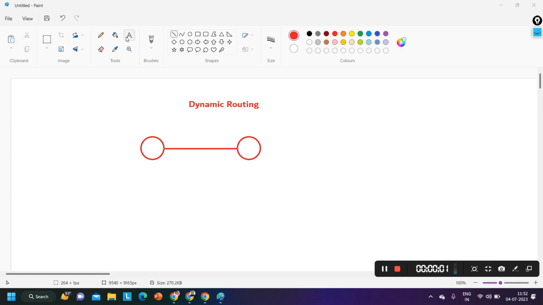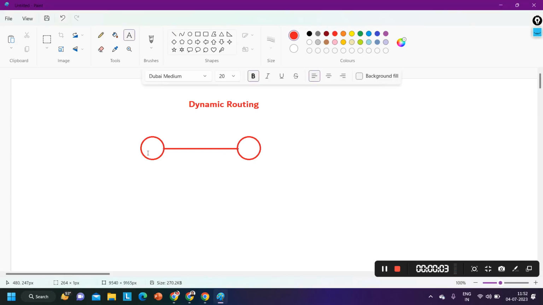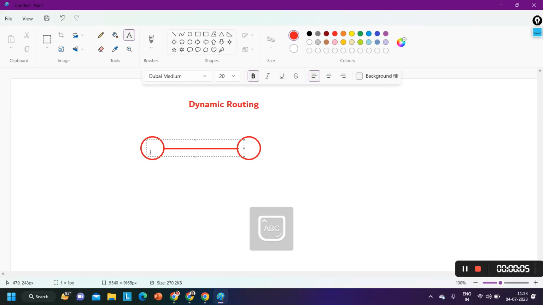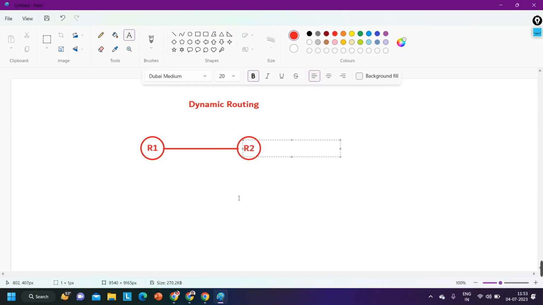Both are directly connected. Let's say this is R1, and this one is R2, router 2. This is F0/0, and this is also F0/0. Done. Here router 1 has one LAN network.